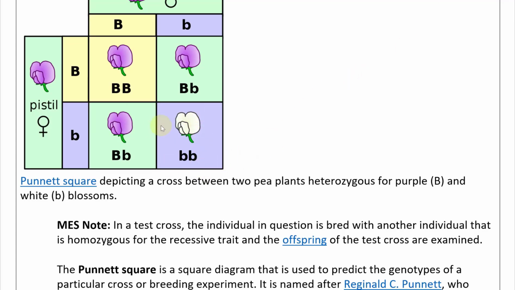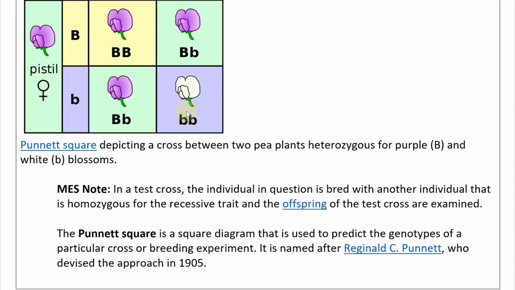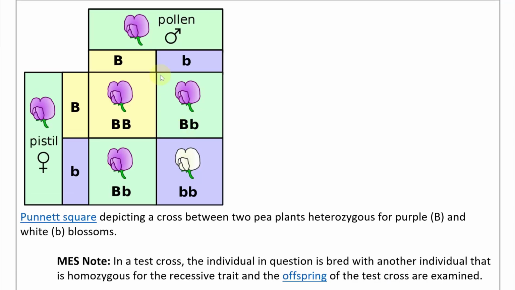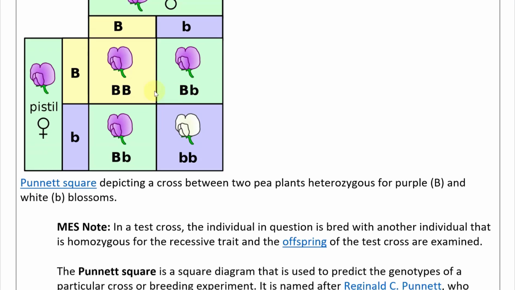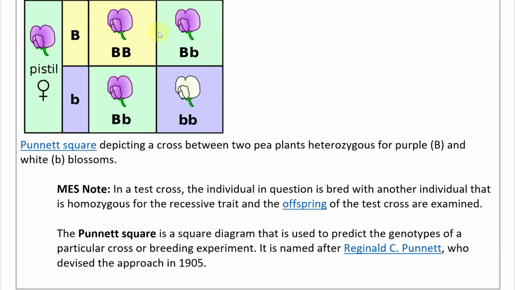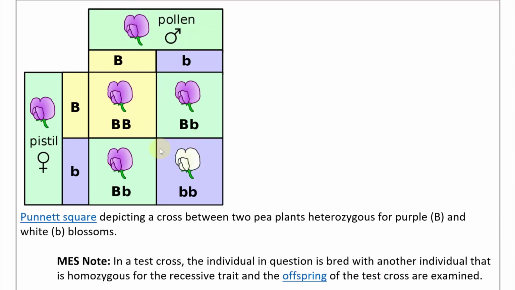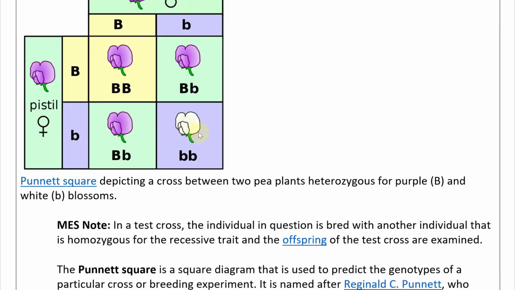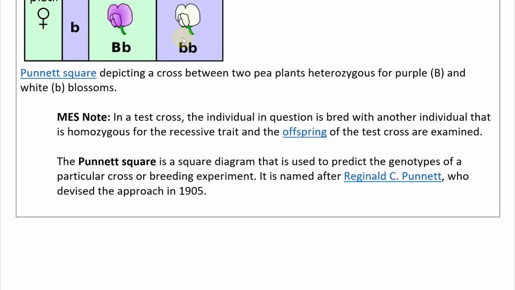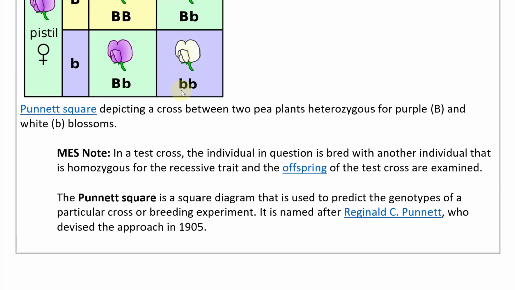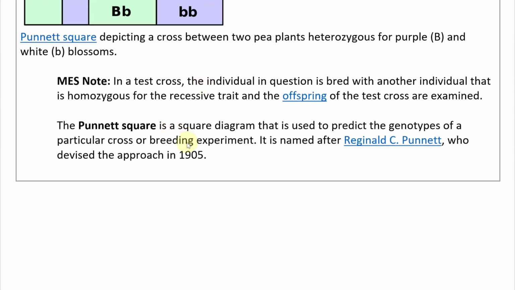Yeah, so you would first have to find out if it is in fact homozygous right here, for the recessive. And then you could utilize that to learn a lot about the different types of genes that a partner would have. So another plant, and then compare it with this, and so on. It's just fascinating stuff. So use that as a test cross, as you know this one would be homozygous, and go from there. So the Punnett square is a square diagram that is used to predict the genotypes of a particular cross or breeding experiment.